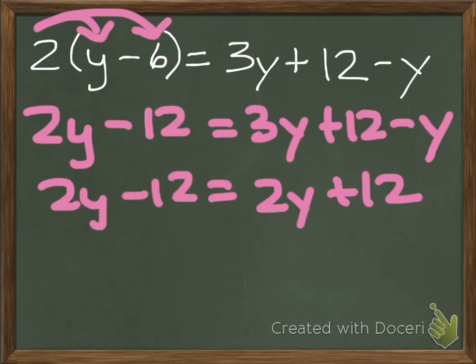And then we talked about this kind of problem. Whenever we have the same variable terms but different number terms, then we're going to write no solution.